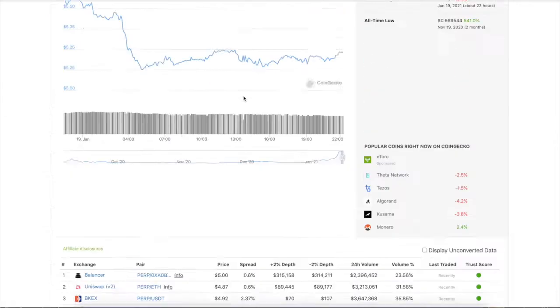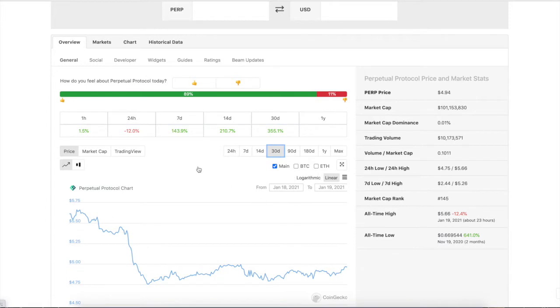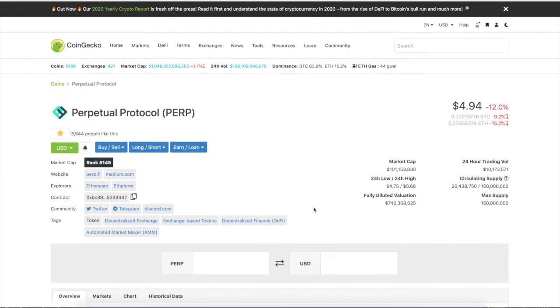So Perpetual Protocol, this is on CoinGecko. It recently did a nice pump. It had about 143% in 7 days. It came from as low as 66 cents to an all-time high of 566, so it's kind of bouncing around there. But really what I want to hit on is I haven't seen any other projects doing anything like this. I've seen other projects trading stocks and different things, like you can trade wrapped ETH or wrapped Bitcoin. But this one's actually trading options.